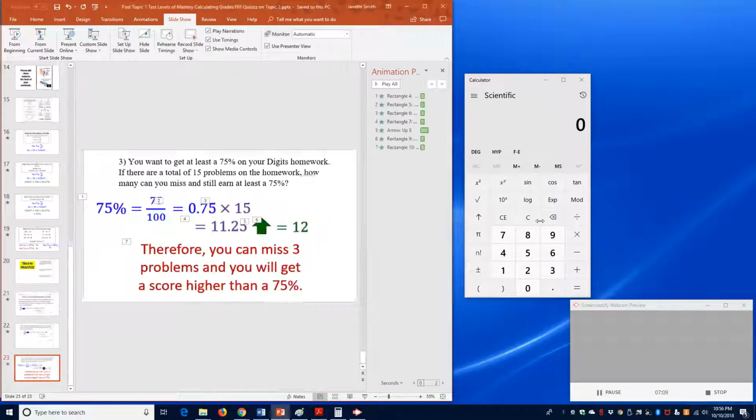Just to prove it to you, if you take your calculator and we do 12 divided by 15, because you're going to get 12 right out of 15, that's going to equal 0.8. We multiply by 100, and it is 80%. So it's more than 75%. But let's say you only get 11 problems right. 11 divided by 15, a long repeating decimal, times 100 means you would get a 73%. So it's less than a 75%, but as a grade, it would still be a C.